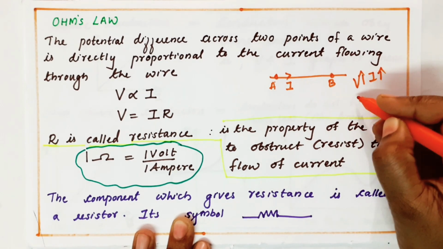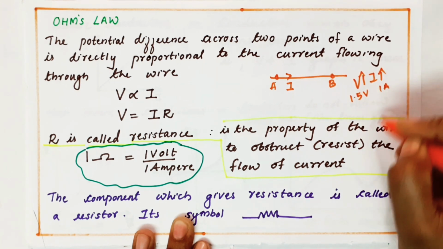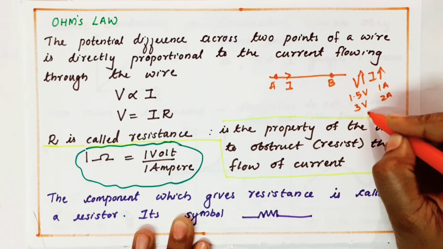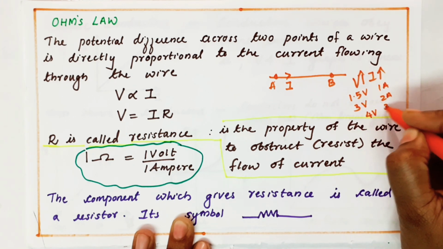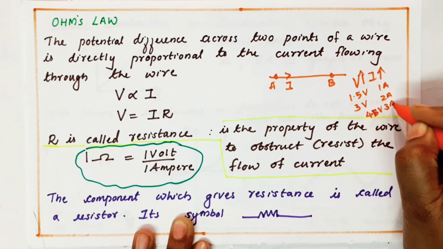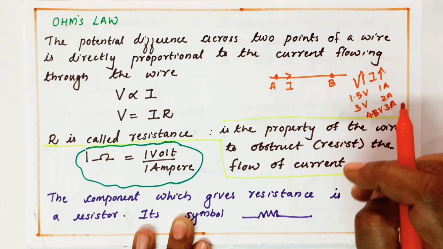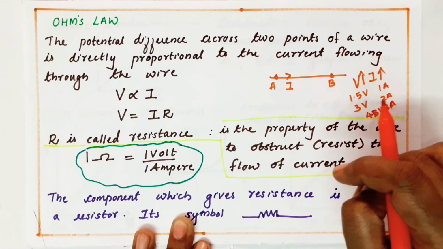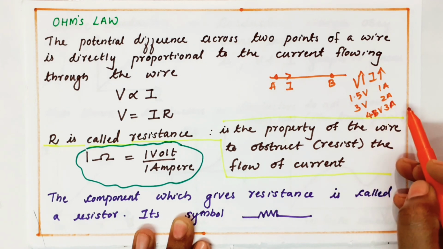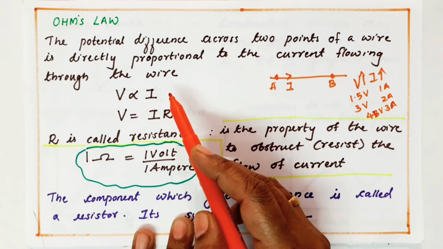For that, they have taken an example. If you take a 1.5 volt cell, for example, you get 1 ampere current. If you use a 3 volt cell, you may get 2 ampere current. If you use 4.5 volt, you will get 3 ampere current. I have given random values only. 1.5 volt 1 ampere, 3 volt 2 ampere, 4.5 volt 3 ampere. Like that if I write, what's the meaning? As the voltage increases, the current also increases. So I can write V is directly proportional to I.